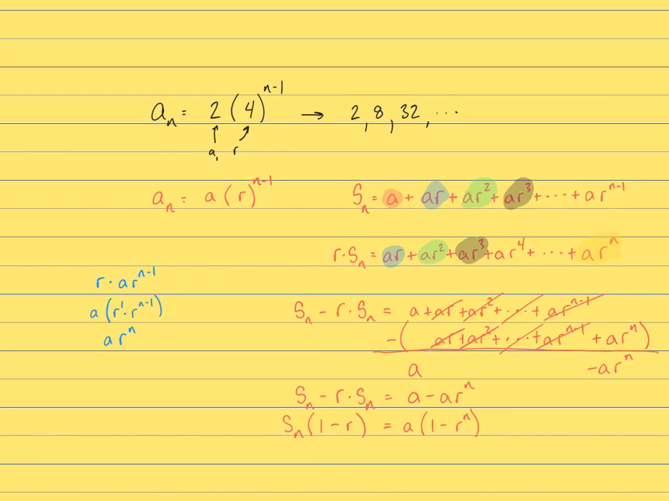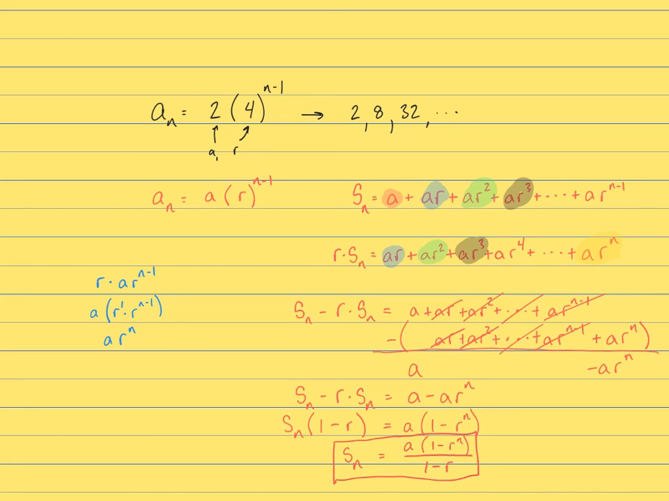So if I want to figure out a general case for how to find the first n terms of any sequence, I just have to get this term alone in this little algebraic equation here. In order to do that, I'm just going to divide by 1 minus r. So I end up with the series of the first n terms equals A times 1 minus r to the n over 1 minus r. And that is a proof of the formula for determining the first n terms of any geometric sequence.